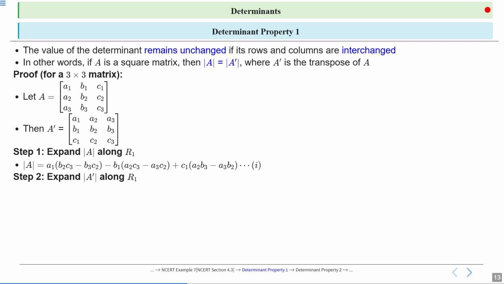Now expand A dash along R1. So along R1, the first element is a1, then a2, a3. In a similar way, we calculate the determinant of A dash.